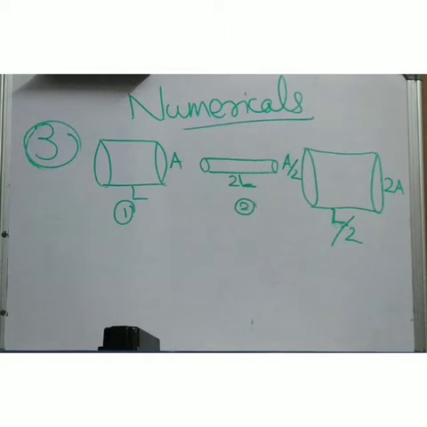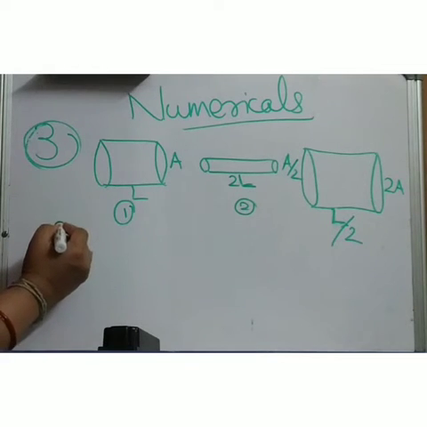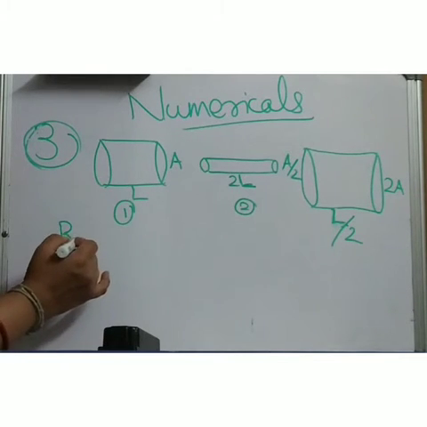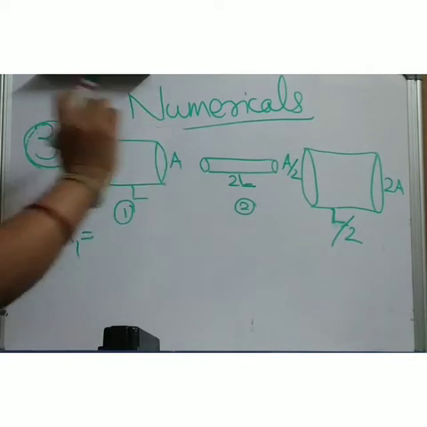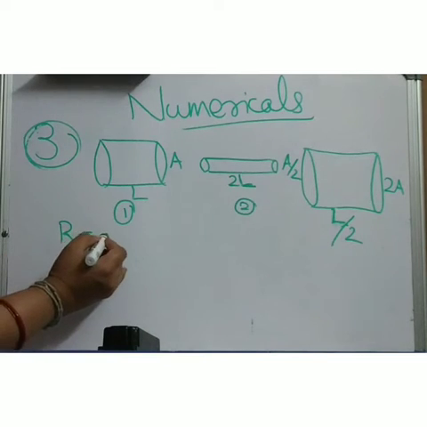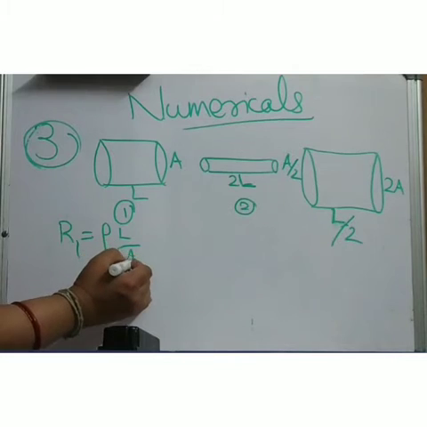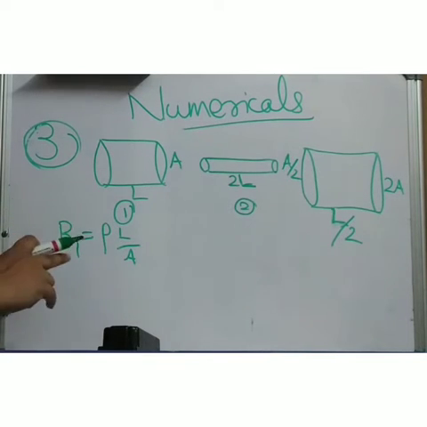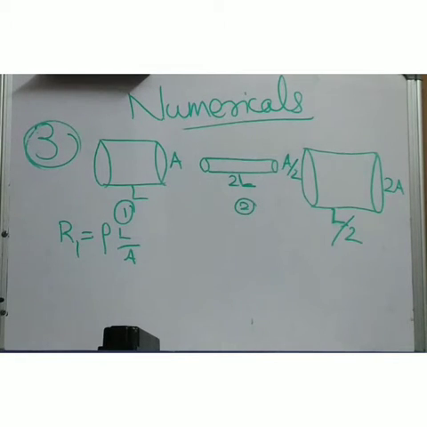How to solve it? You know the resistance formula. For the first picture, this conductor has length L and area of cross section A. So R1 will be rho L by A. This is the resistance of the first wire.